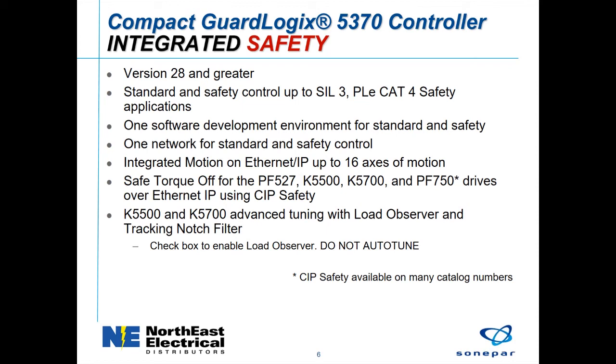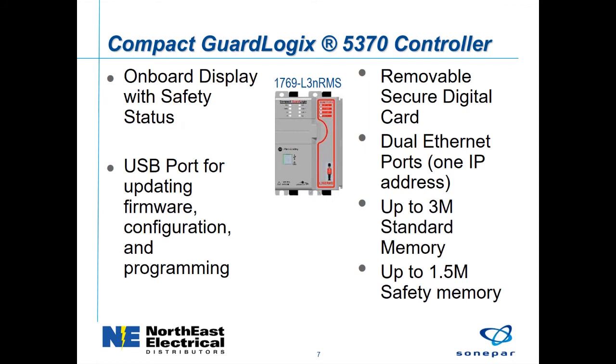Here's a look at the CompactLogix 5370 controller. You can quickly identify it by the red legend on the right side of the controller. It also has some new LEDs on it for safety status, and it has much of the same features as the standard controller: a USB port for firmware programming, and an SD card. It also has two Ethernet ports, just like the standard controller, with one IP address. And for memory, depending on which model you purchase, you can have up to 3 megabytes of standard memory and 1.5 megabytes of safety memory for programming.